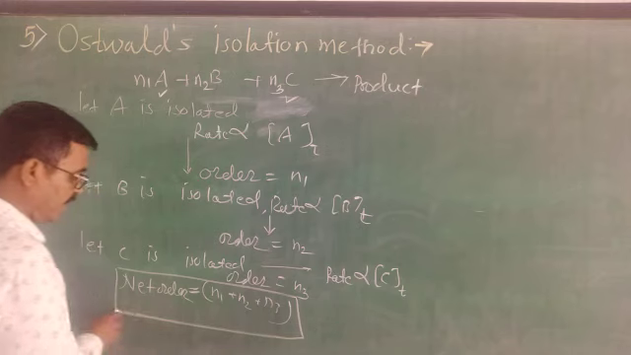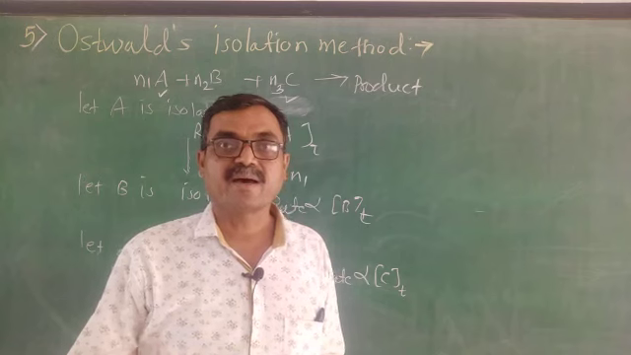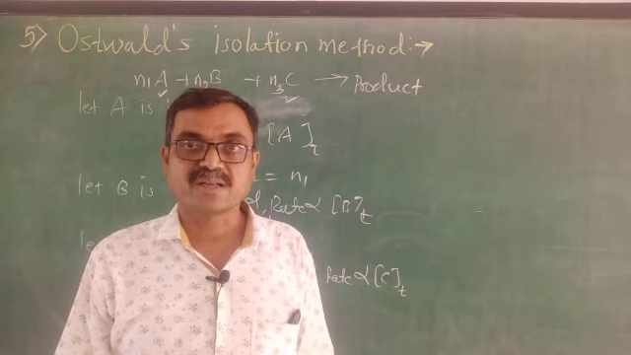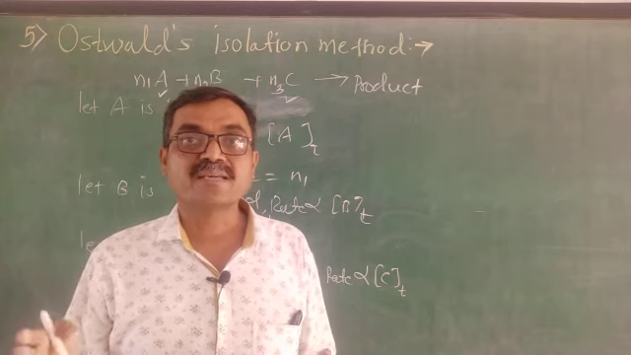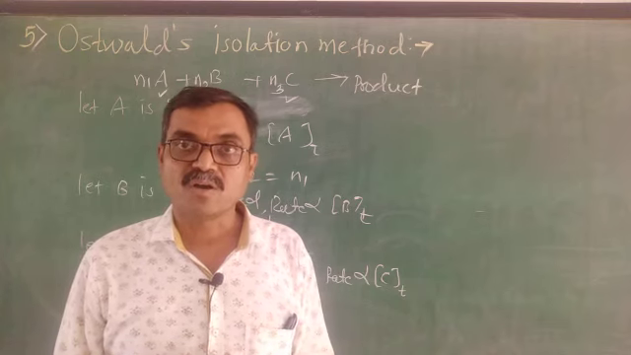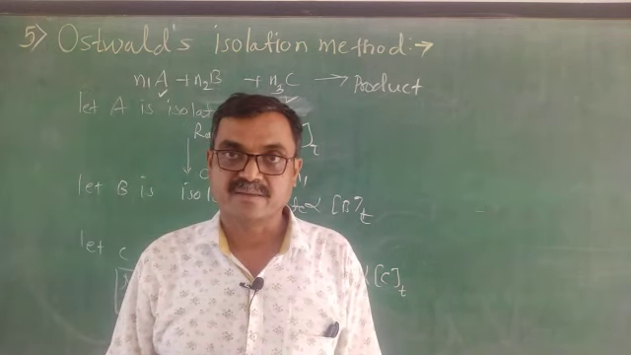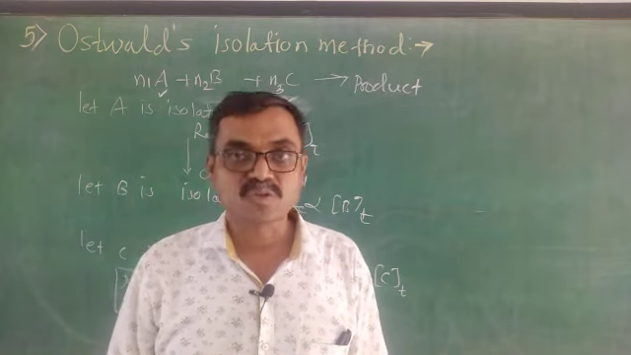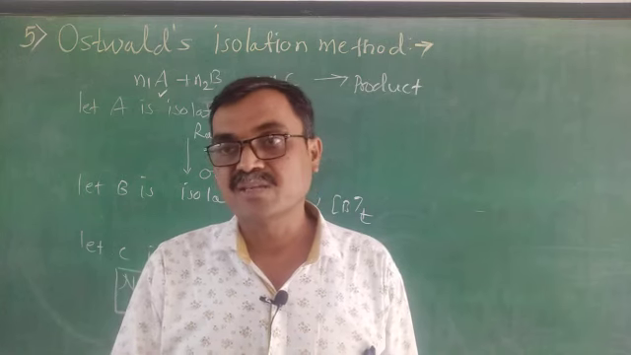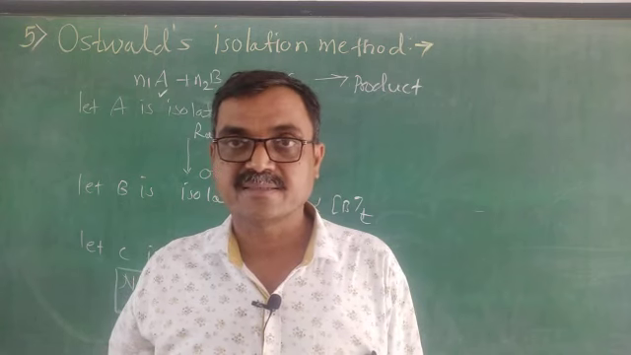Okay, in this way, by isolating reactants one by one, keeping the other reactants in excess, we calculate the order of reaction. That's why it is called the isolation method, and this method is of Ostwald. That's why the name given here is Ostwald's isolation method. Actually, scientist Ostwald carried out this experiment for different reactions by isolating reactants and keeping the other reactants in excess.